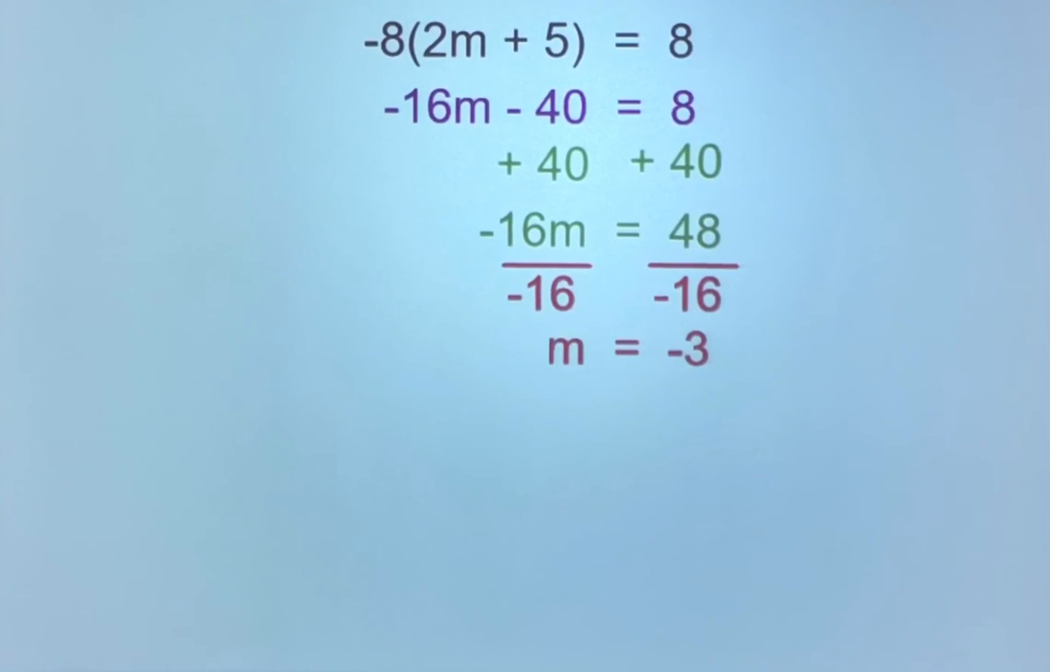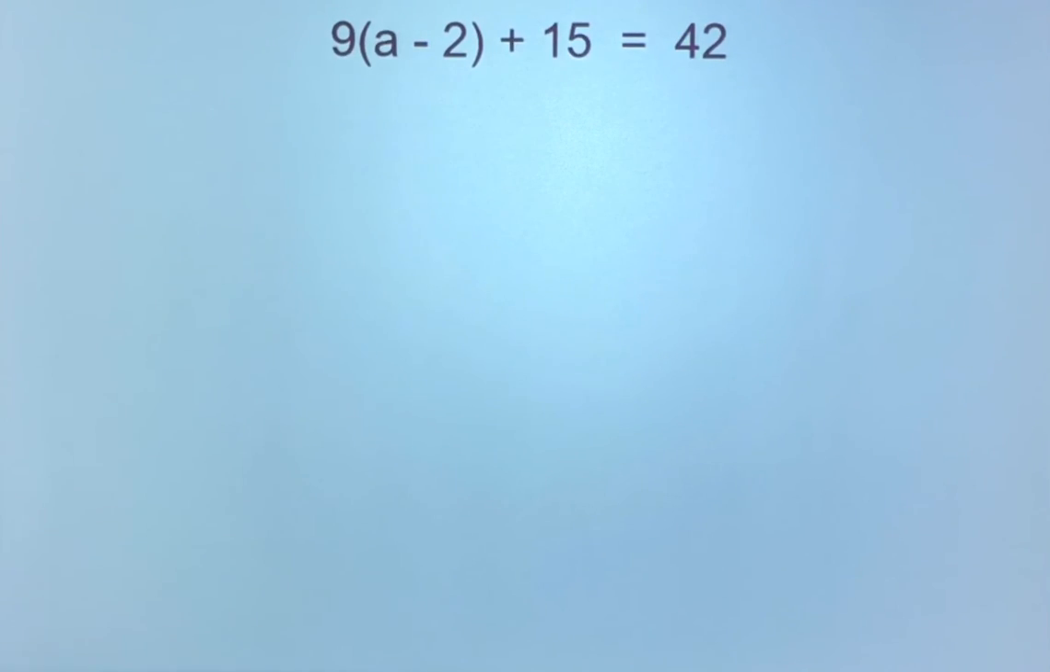One more example and then you guys will be off and running. So let's do step number one together. You write it down as I read it. So this one is 9 times the difference of a and 2 plus 15 is equal to 42. So we did step number one. Step number two, we need to check to see if there are any parentheses. There are, so we need to use the distributive property, and we're going to multiply everything inside the parenthesis by 9. That will give us 9a minus 18 plus 15 is equal to 42.